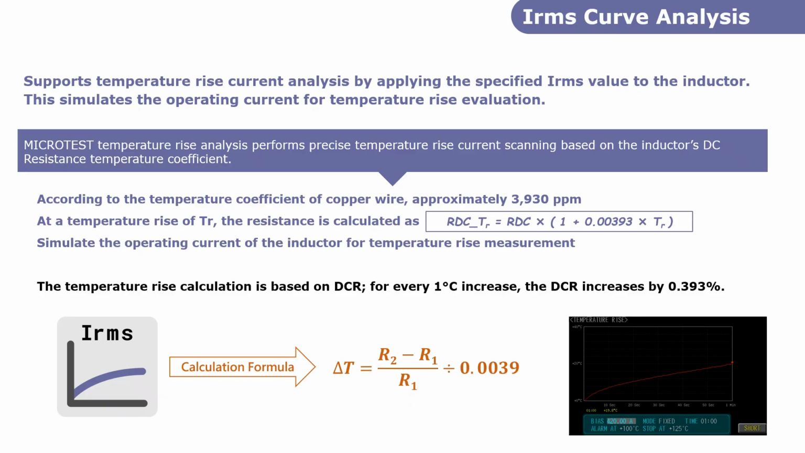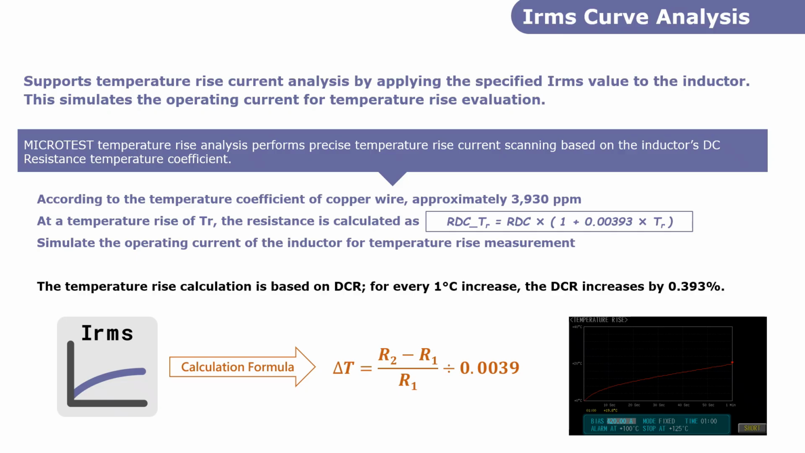Copper has a temperature coefficient of about 3,930 parts per million per degree Celsius. In other words, for every 1 degree Celsius increase in temperature, the resistance of the copper wire increases by roughly 0.393%.